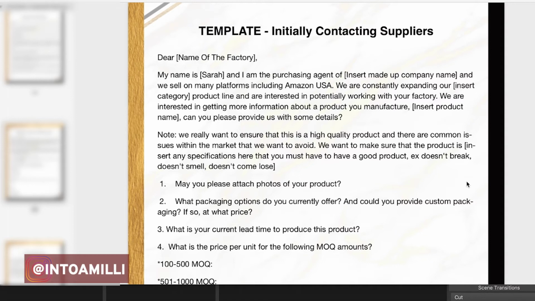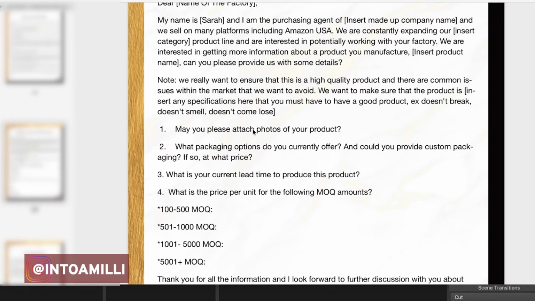We're interested in getting more information about a product you manufacture, insert product name. Can you please provide us with some details? And here are the details. This note is genius too, by the way.